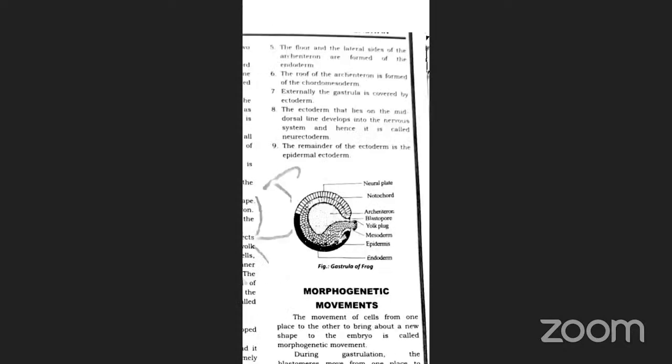They are the ectoderm, endoderm, and mesoderm, and it has a cavity called the archenteron, and it opens to the exterior by means of a blastopore, and the endoderm cells protrude through the blastopore, and these cells constitute the yolk plug. The floor and lateral sides of the archenteron are flanked by the endoderm. The roof of the archenteron is by the cauda mesoderm, and externally the gastrula is covered by the ectoderm. So these are the layers.